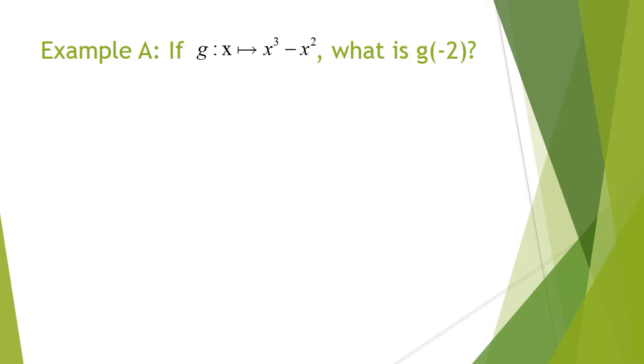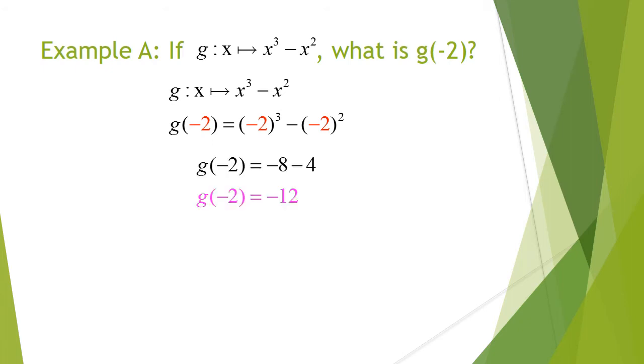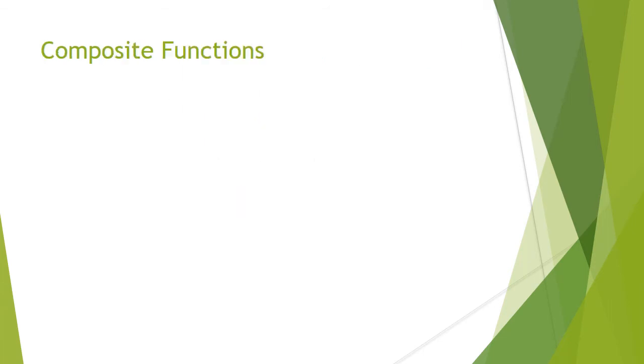So essentially, this is asking the same thing that we've always asked in function notation. If x is negative 2, what's our output? So I'm basically doing a whole bunch of substitutions. Everywhere I see x, I'm putting in negative 2. And I'm putting those negative 2's in parentheses because they're being raised to powers. And you can see that when I simplify this, I end up with g of negative 2 equals negative 12.